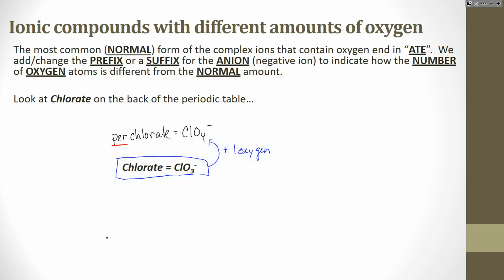Now let's say we're going to go down, we're going to take away 1 oxygen. So now we're going to end up with ClO2 with a 1-, and we change the ate to an ite. So it's chlorite. That's the new ending right there. Okay, so now we're going to remove 2 oxygens.